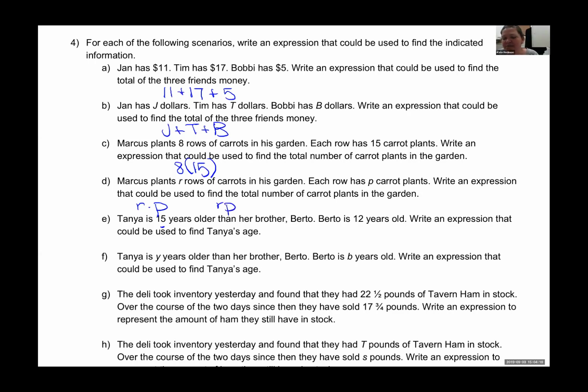Proximity means multiplication. Tanya is 15 years older than her brother Berto. Berto is 12 years old. Write an expression that could be used to find Tanya's age. Tanya is 15 years older than her brother, and I want to find Tanya's age. I think if I subtract, I'm going to get someone younger. So what should I do instead? You should add. We should add in this case.